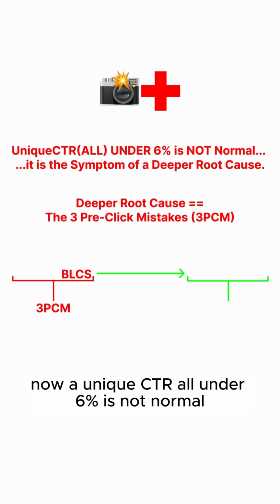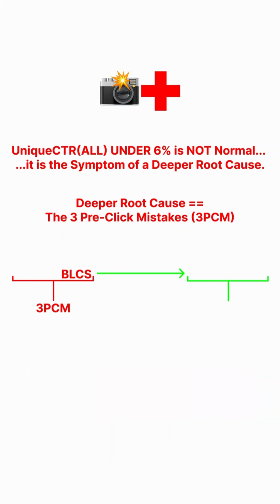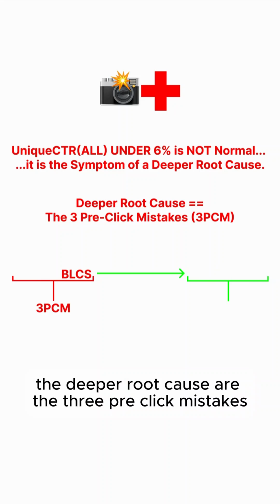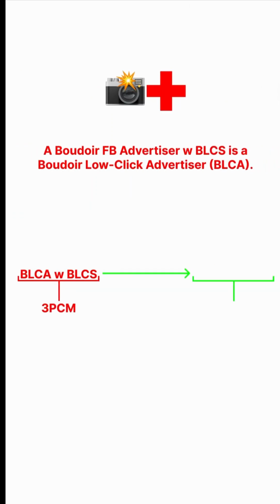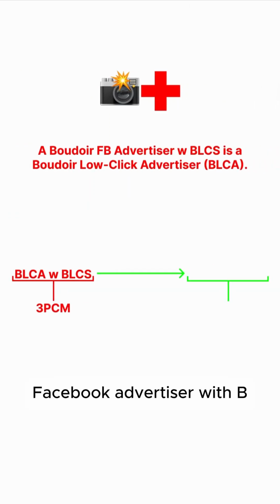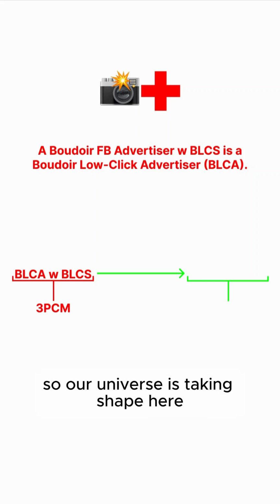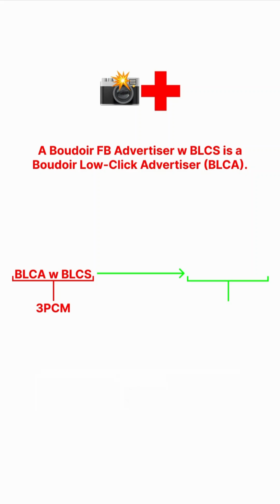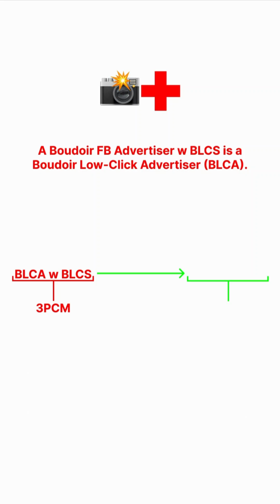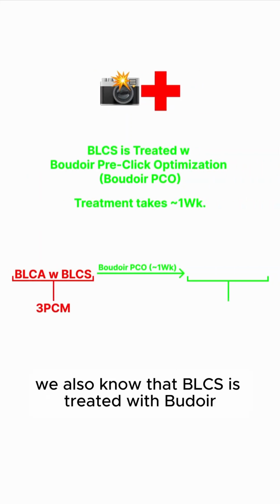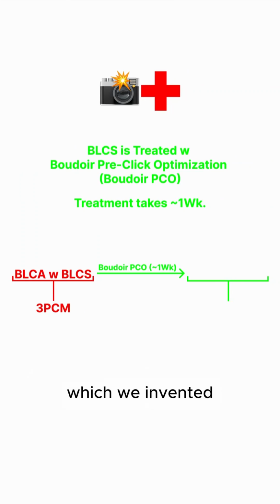Now, a unique CTR all under 6% is not normal. It is the symptom of a deeper root cause. That deeper root cause is the 3 pre-click mistakes, which we'll get more into at the end. We also know that a boudoir Facebook advertiser with BLCS is a boudoir low-click advertiser, a BLCA. So our universe is taking shape here. A BLCA with BLCS is caused by the 3 pre-click mistakes. We also know that BLCS is treated with boudoir pre-click optimization, aka boudoir Pico, which we invented.